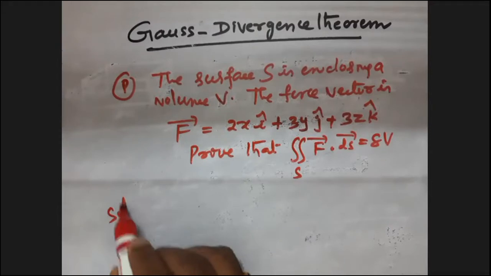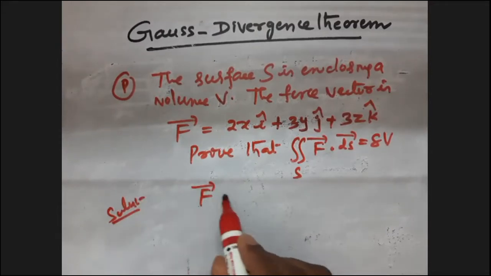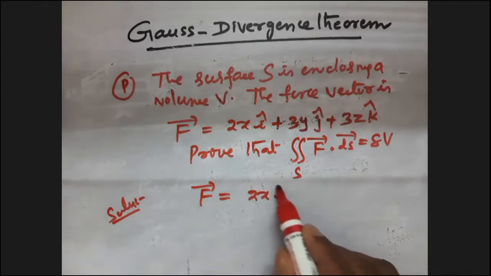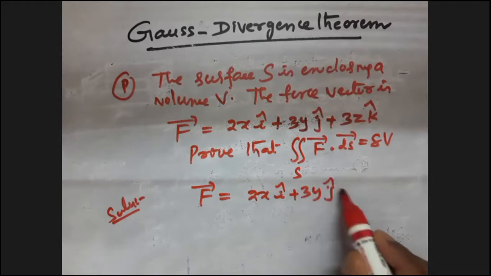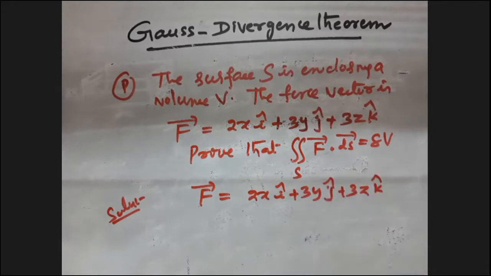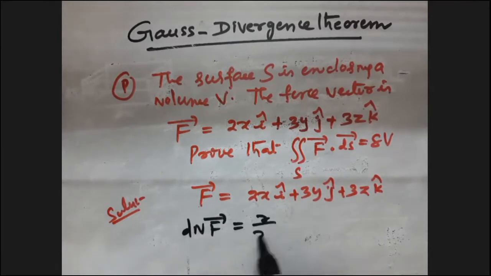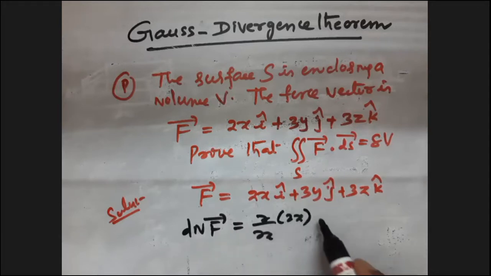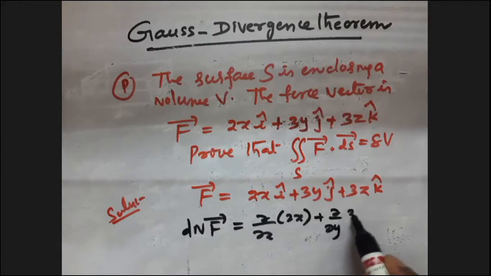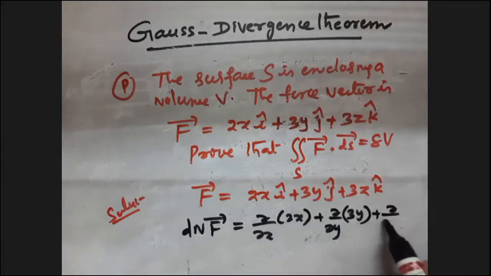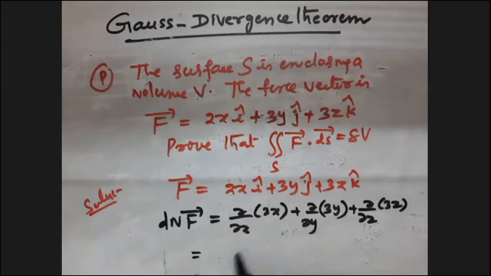So first, let us write the given force vector. F bar is equal to 2x i cap plus 3y j cap plus 3z k cap. This is the given force vector. Now, first you take the divergence of that. Divergence of F bar equals dou by dou x of Fx, 2x, plus dou by dou y of Fy, 3y, plus dou by dou z of Fz, 3z, which equals 2 plus 3 plus 3, equal to 8.